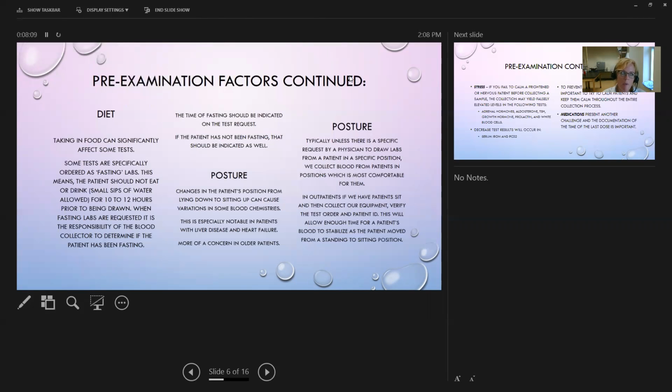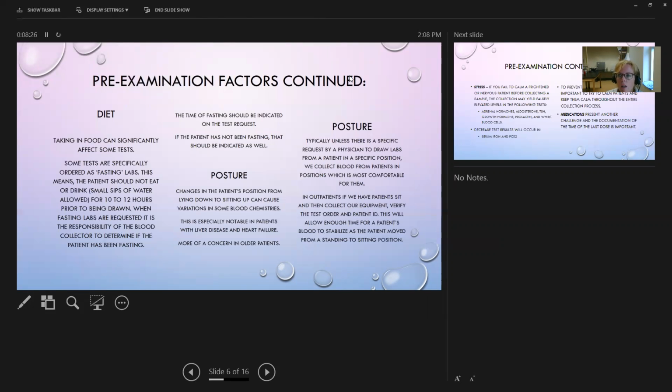And if the patient has not been fasting, you need to make sure you write on there non-fasting, 1 hour postprandial or after they've eaten, 2 hours postprandial. Okay, a fast is at least 10 to 12 hours. Anything less than that is postprandial or after they ate.